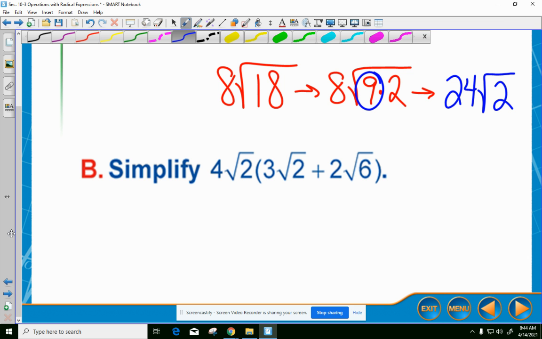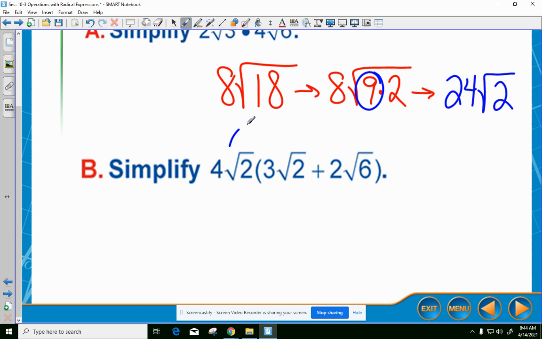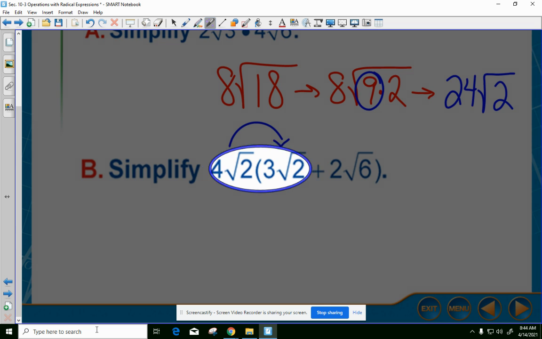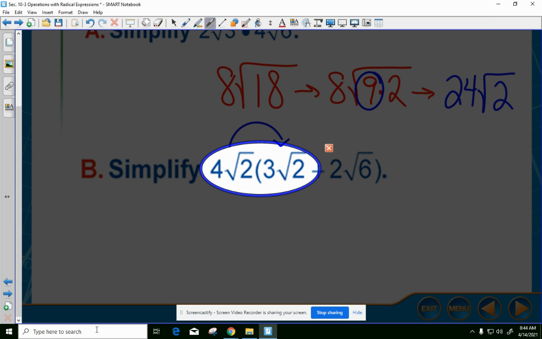Here's one of those things like, okay, this looks different, but based off its setup, I should know what to do here. What should I be using here? What property? I should be distributing, right? I should be multiplying those two together first. And so for a moment, that's all I should see are those two parts of that expression being multiplied together.